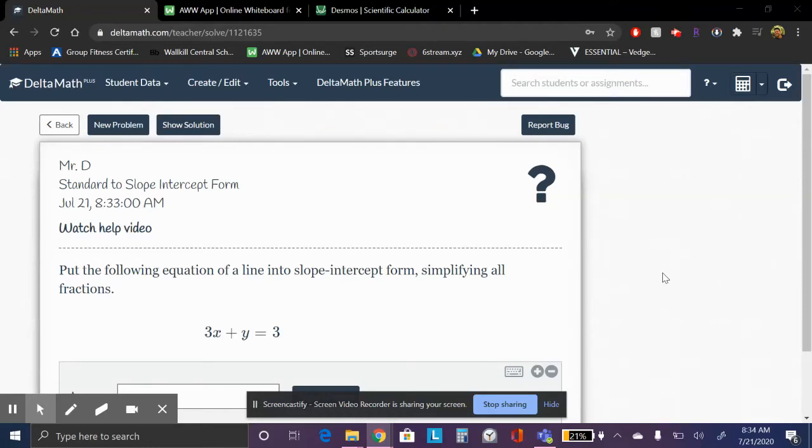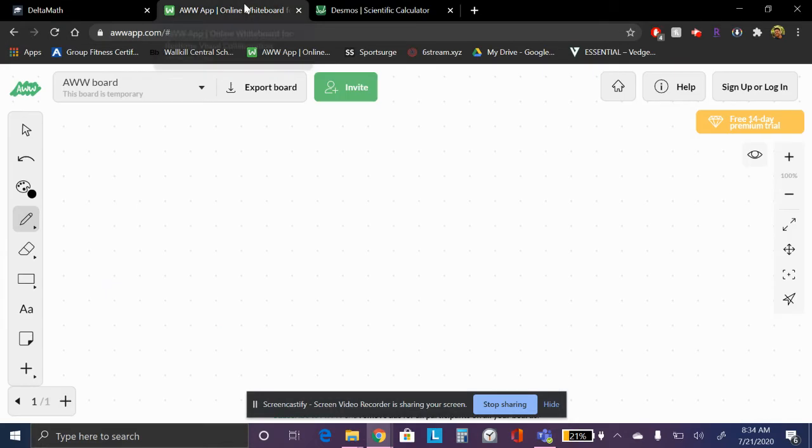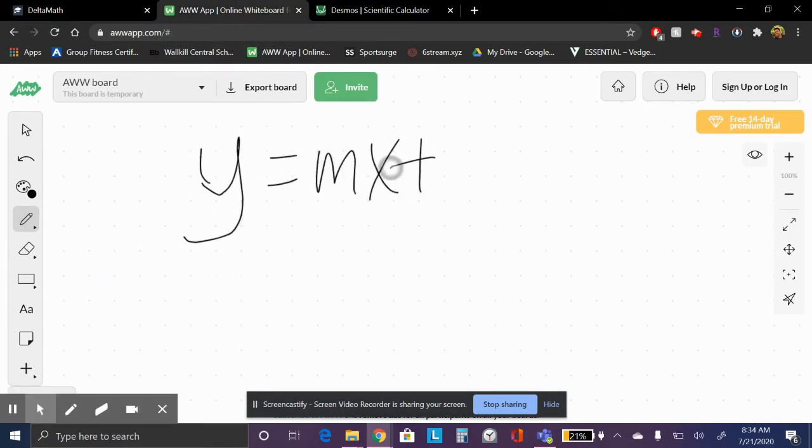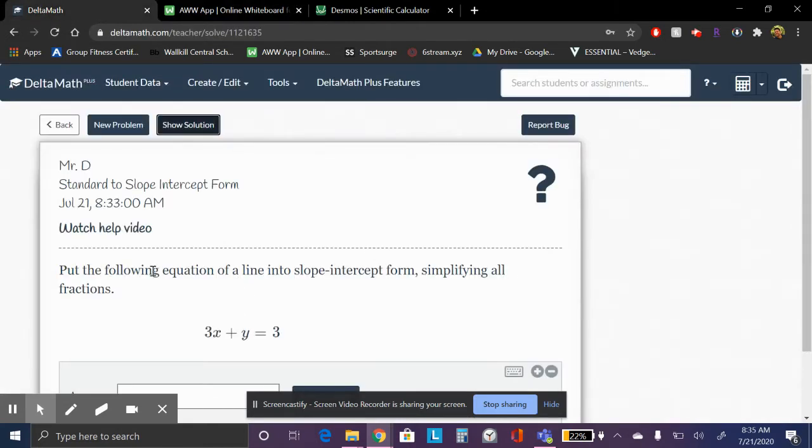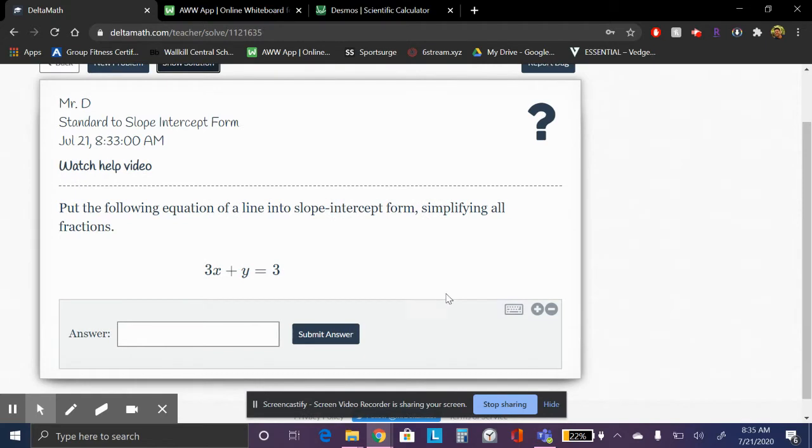In today's video, we are going to be manipulating equations from standard form to slope-intercept form. So if we remember, our slope-intercept form is y equals mx plus b. So the y is isolated. Now, if we look at these, the equations are going to be in standard form where the y isn't isolated, but we have to use our algebra skills to get y by itself.